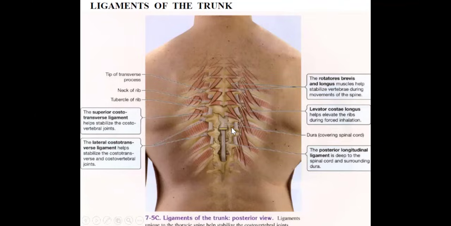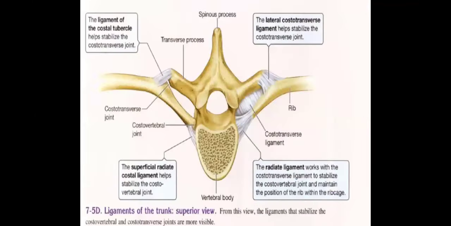This is the posterior longitudinal ligament, which is present not only in the thoracic spine but also in the lumbar region as well as in the cervical region. These are some other ligaments which are specific to the thoracic spine. Exactly, that is the ligament of the costal tubercle that helps stabilize the costotransverse joint.